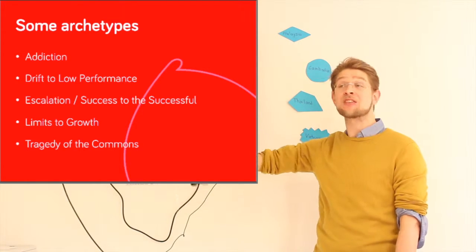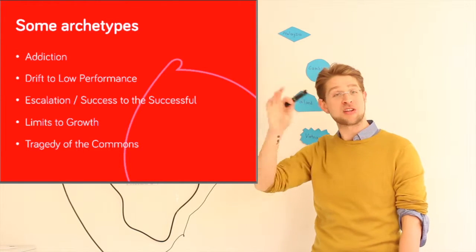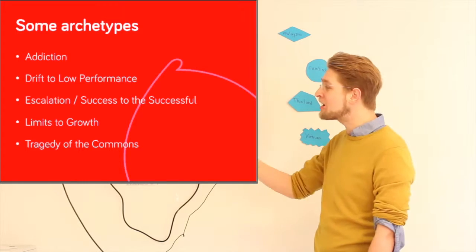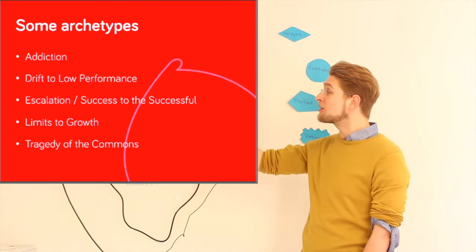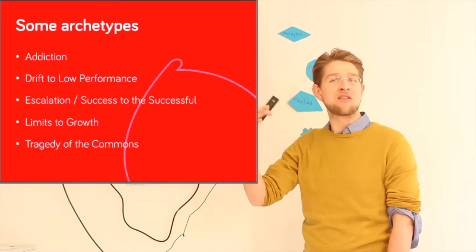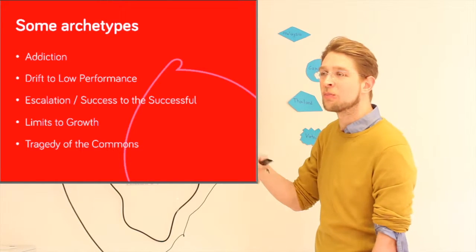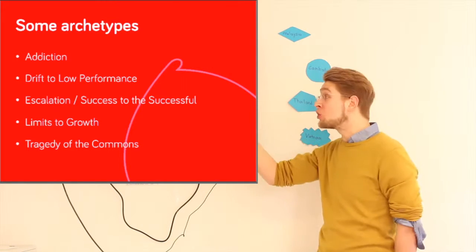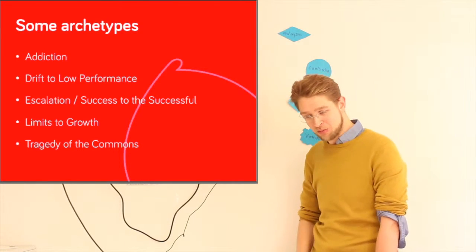Escalation, that's clearly the cycle in which you just have a reinforcing loop. And it can go two ways. You can have the price war escalation, but you can also have the success of the successful, which is the phenomenon by which 1-2% of the world's people control 80-90% of its wealth, because wealth generates wealth with reinforcing loops.